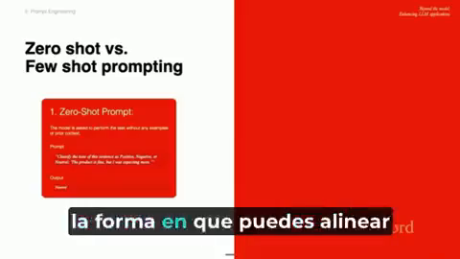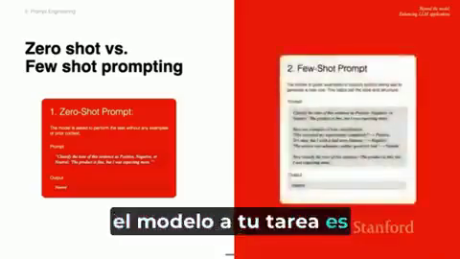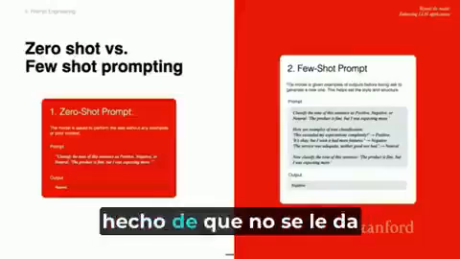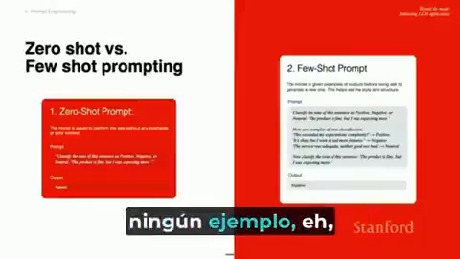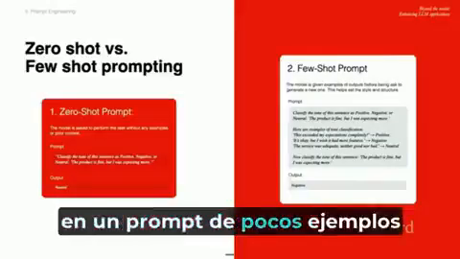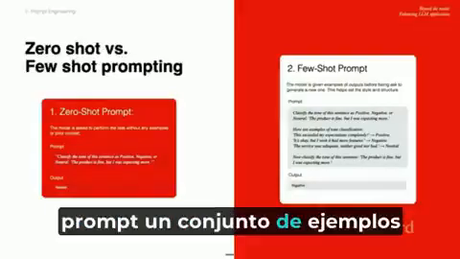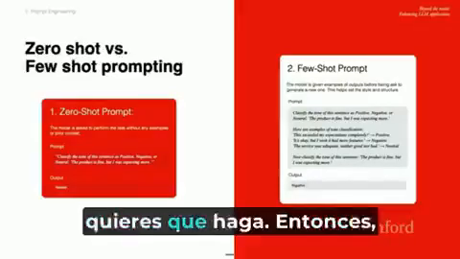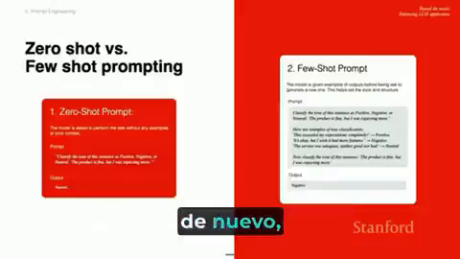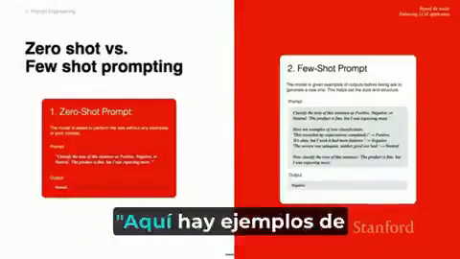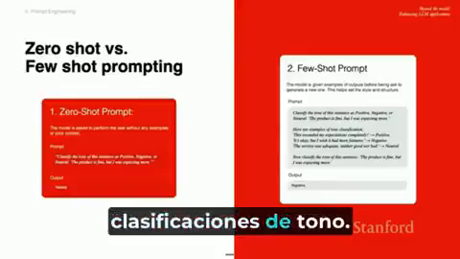And so the way you can actually align the model to your task is by converting that zero-shot prompt, where zero-shot refers to the fact that it's not given any example, into a few-shot prompt, where the model is given in the prompt a set of examples to align it to what you want it to do. So the example here is you paste the same prompt as before with the user review, and then you add, here are examples of tone classifications.